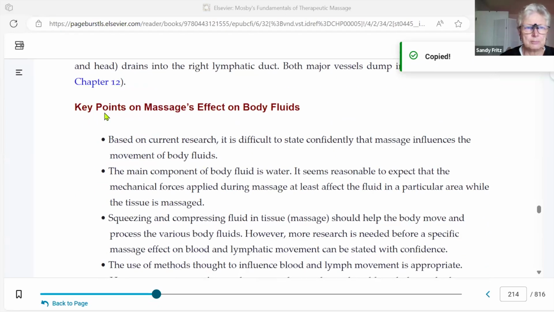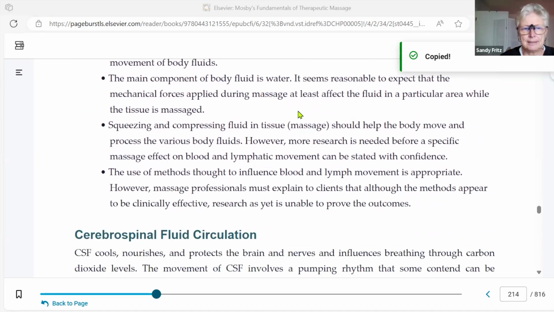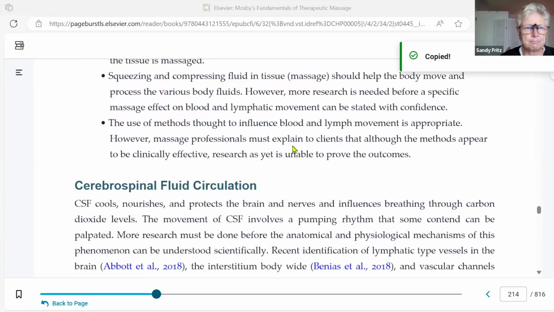So here are some key points. It's kind of fun about body fluids and the research. It's a little iffy, but local effects are biologically plausible, and a more systemic effect probably is more of an indirect response through homeostatic regulating functions through the nervous system and the endocrine system.